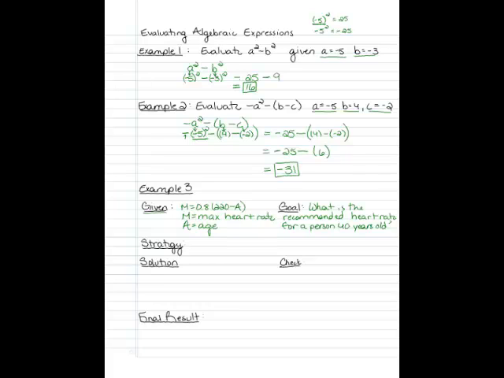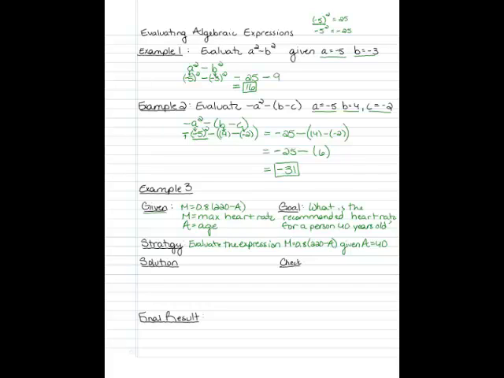So after we've identified the given and the goal, we need to form a strategy. For this particular problem, we're given a formula and we need to figure out what is the maximum heart rate for a person of a given age. So our strategy is going to be to evaluate the expression. In this case, m is equal to 0.8 times (220 minus a), given a is equal to 40. And if you notice, this is a very similar problem to examples 1 and 2 above.